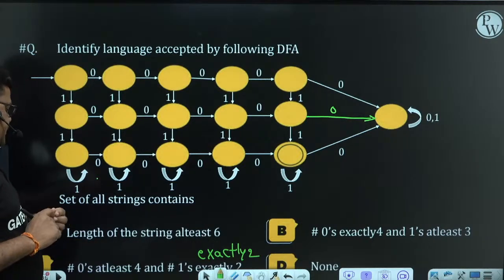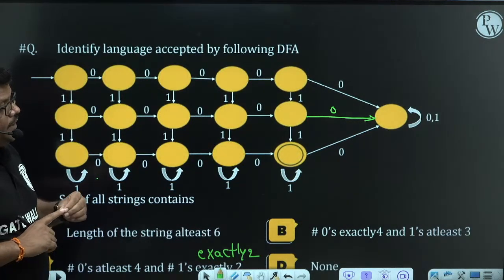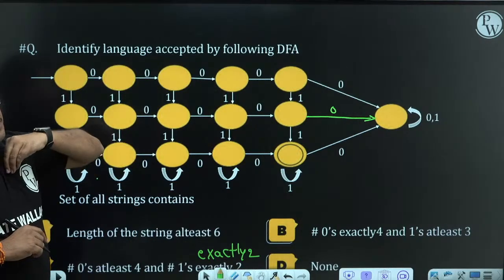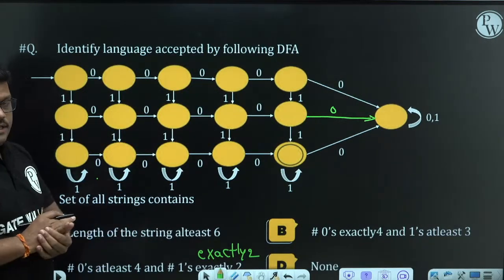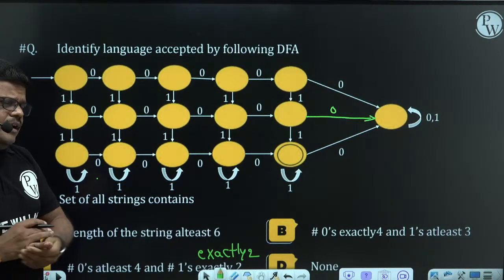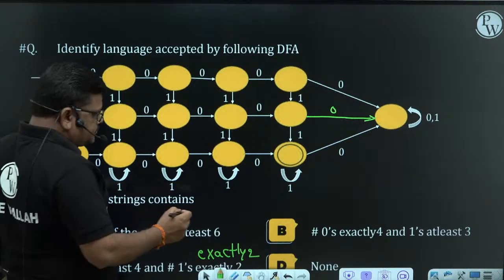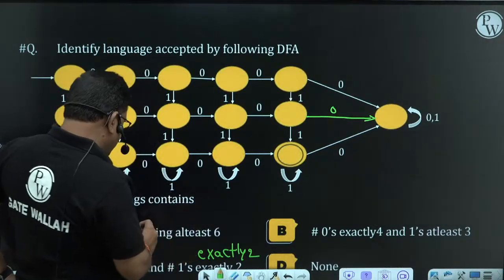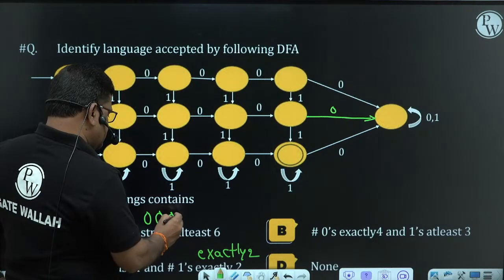Come to option A. Length of the string at least 6 means if minimum 6 length is there, all such strings are accepted. That is the meaning of option A. According to option A, any string of length 6 or more is accepted. Let us see. According to option A, I am selecting one string as 7 zeros.